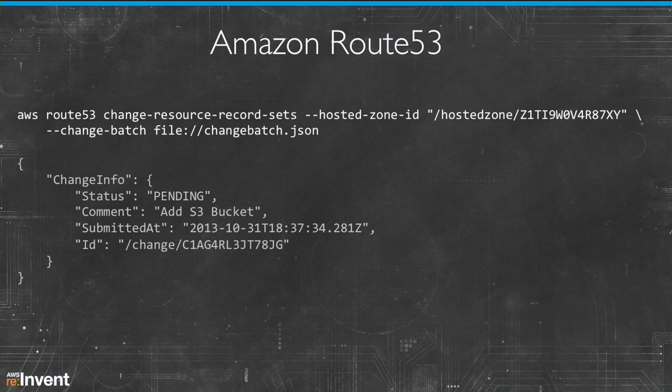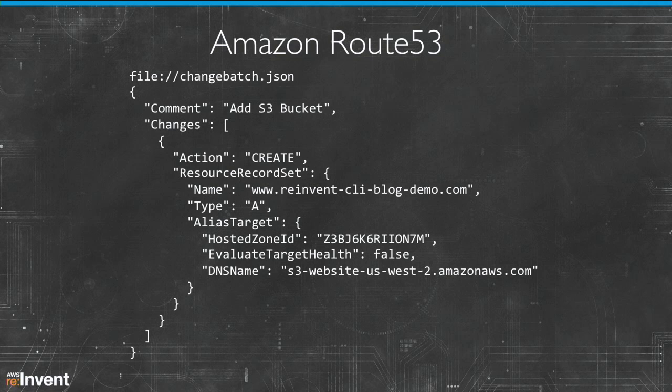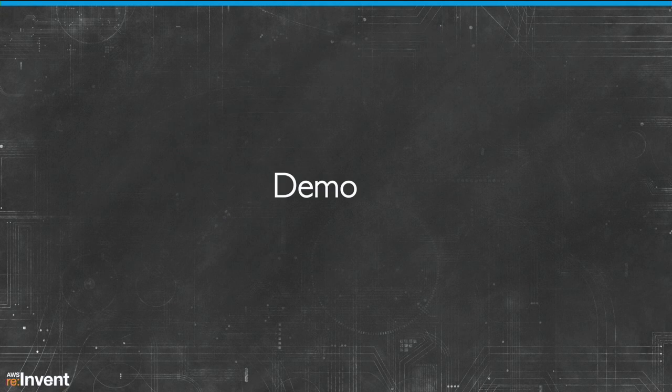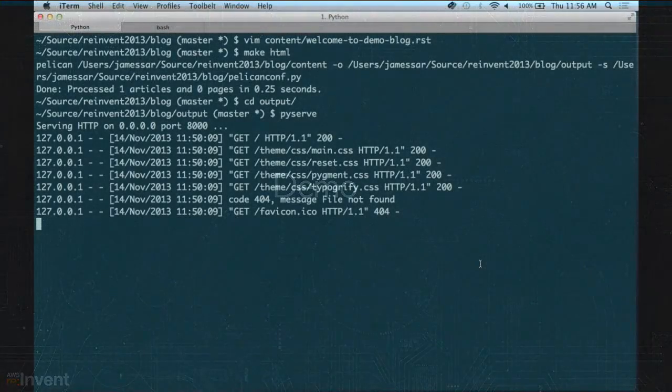And then here, we're going to use the change resource record sets command. And we're going to look at what the contents of that change batch file is. And all we're doing here is just creating an alias to that S3 bucket. So it would just say that we're creating an alias with that DNS name at the bottom, and the hosted zone ID is for the region that we're in. In this case, it was US West 2. And at that point, we would have everything we need to be able to try out this static blog.